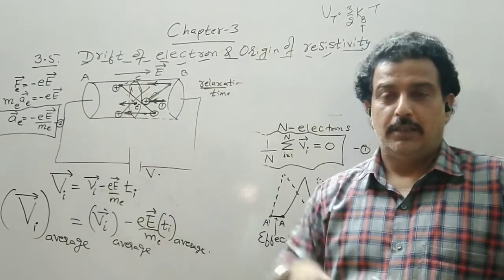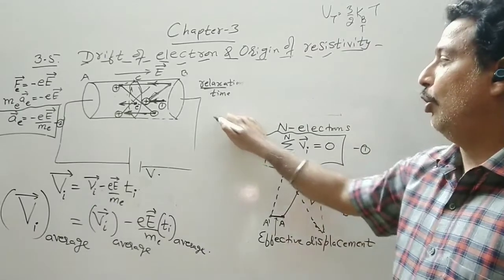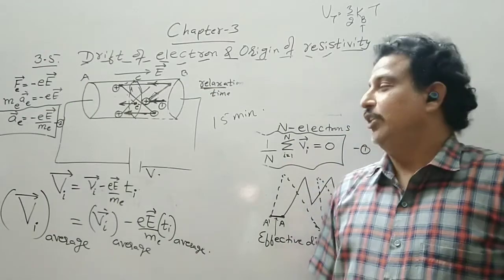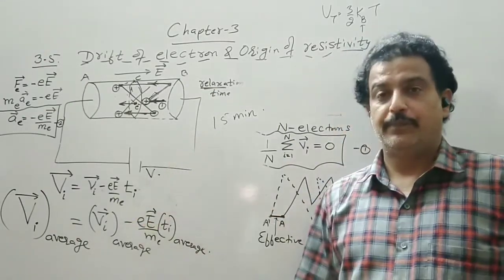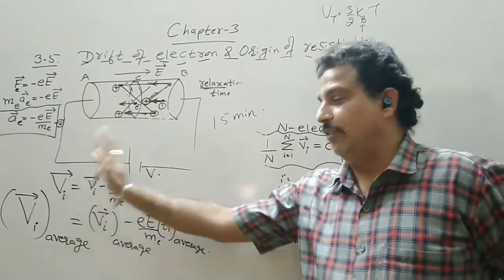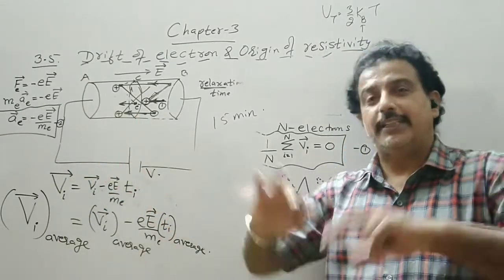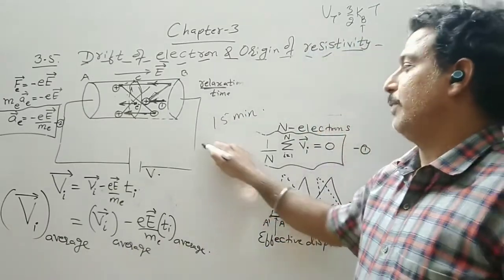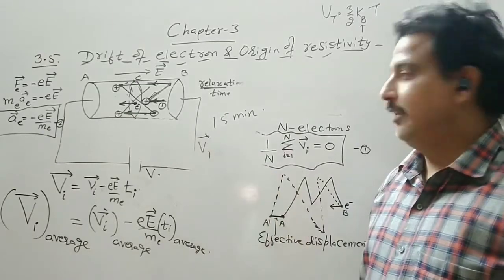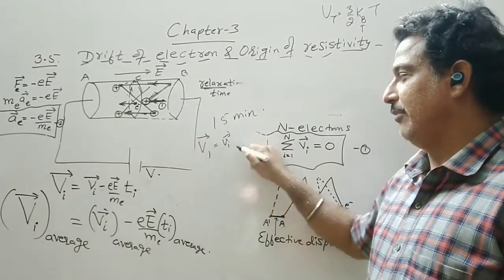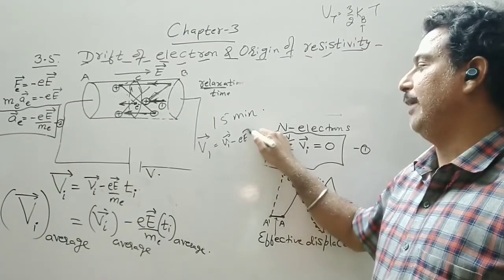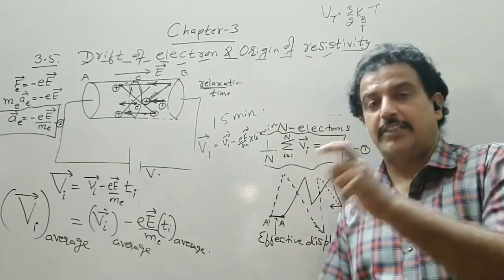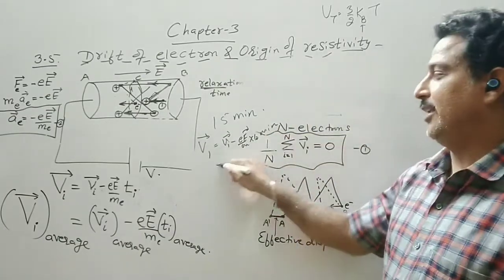Now suppose the second collision occurs after 15 minutes instead of 10 minutes. Then you substitute 15 here and find out its final velocity again. Now for the entire journey, what is the average? I will take the average for this first particle. So first, V1 is the initial value, minus E upon M times the first relaxation time, which was 10 minutes. So I find this value.